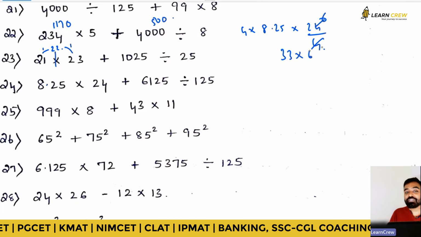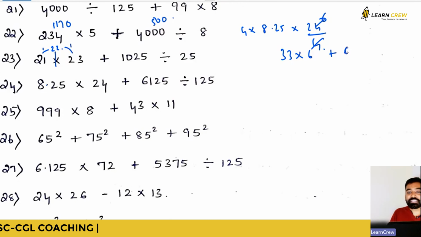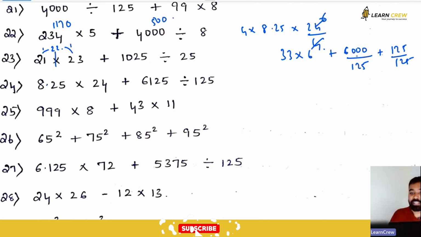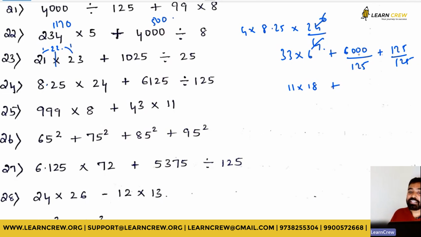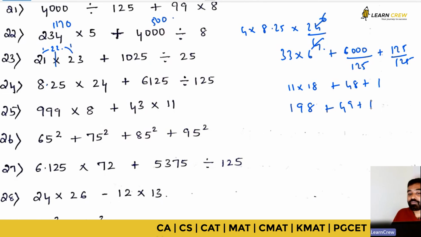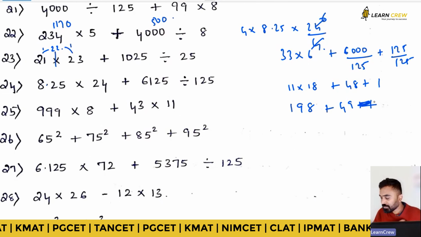So 33 into 6. 33 into 6 plus 6125 divided by 125 is nothing but 6000 divided by 125 plus 125 divided by 125. So this becomes 8 into 6. 8 into 6 is 48. So 33 into 6 can be written as 11 into 3 into 6, which is 198, plus 8 into 6 is 48 plus 1. This is going to be 198 plus 49. Answer is okay.